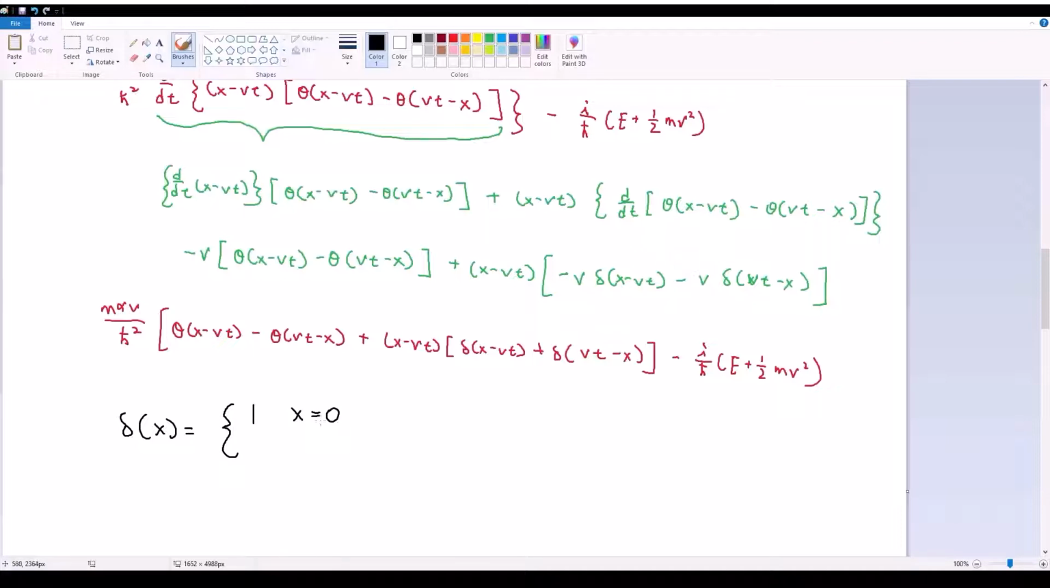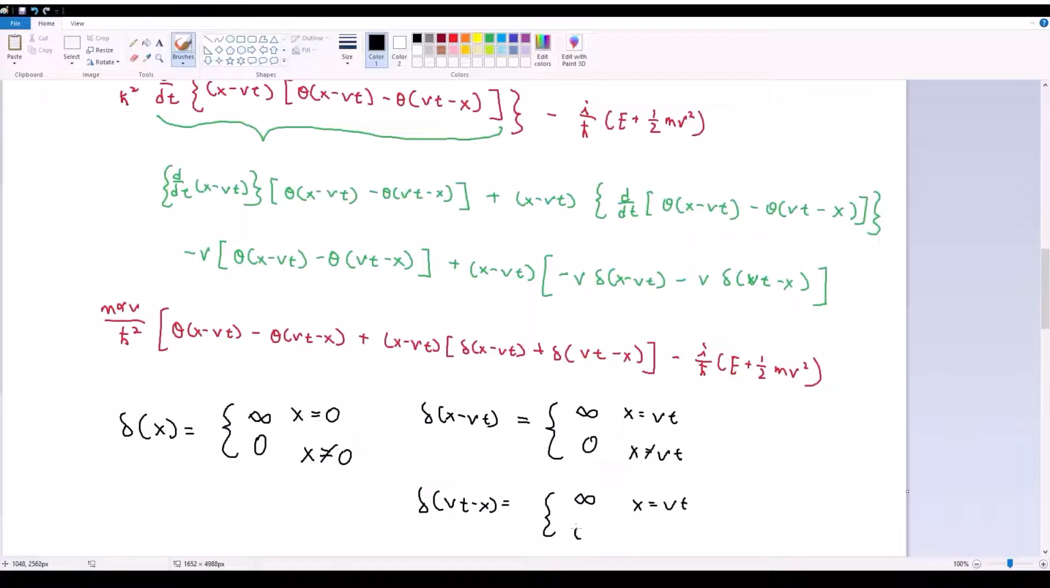Because remember, a Dirac delta of any function is going to equal infinity when the argument is equal to 0, or it's going to equal 0 when the argument doesn't equal 0. So in reality, a Dirac delta of x minus vt is going to equal infinity when x equals vt and 0 when x doesn't equal vt, but it's also going to be the exact same piecewise for vt minus x, because this is also going to be infinity when x is equal to vt, and it's also going to equal 0 when x doesn't equal vt. So in reality, these two functions are the same.